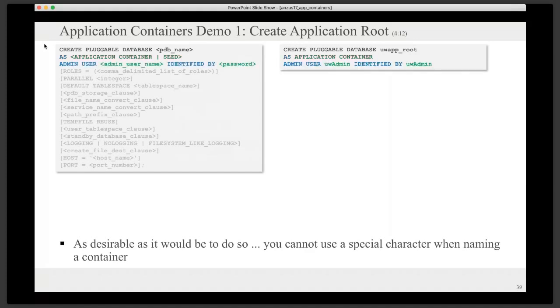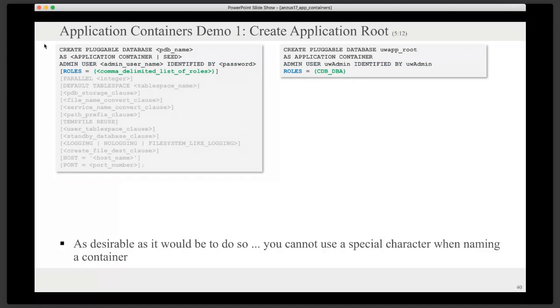And the next line is ADMIN USER and IDENTIFIED BY. Now, here's where we start to get this extra security, because the admin user is not SYS or SYSTEM. I'm creating an administrative user for my pluggable database that essentially is the owner and the manager of my pluggable database. So my admin user is UW admin, and because I don't believe in good security when I'm doing demos, the password identified by is also UW admin. Let's go to the next slide.